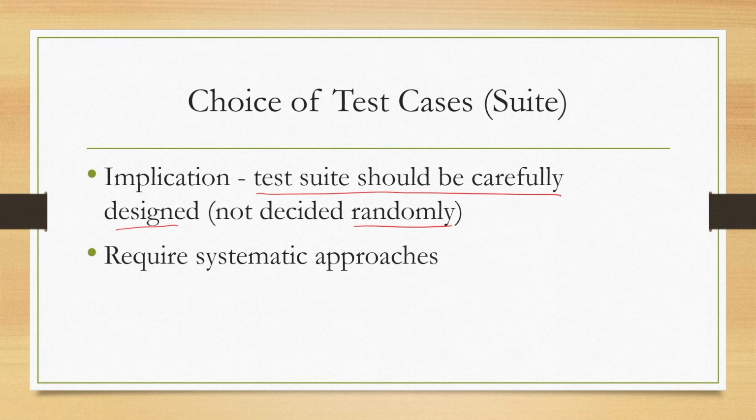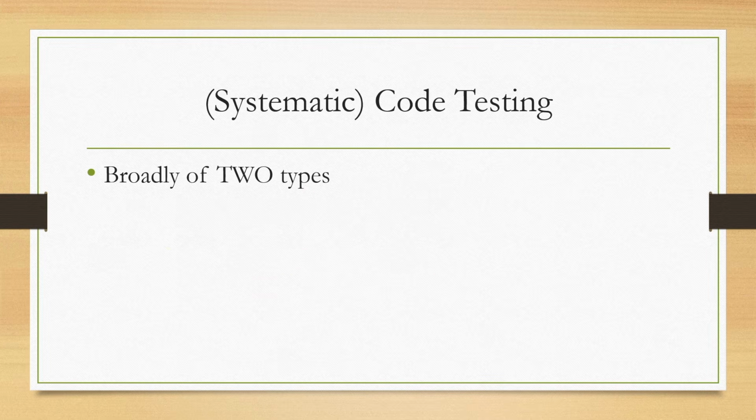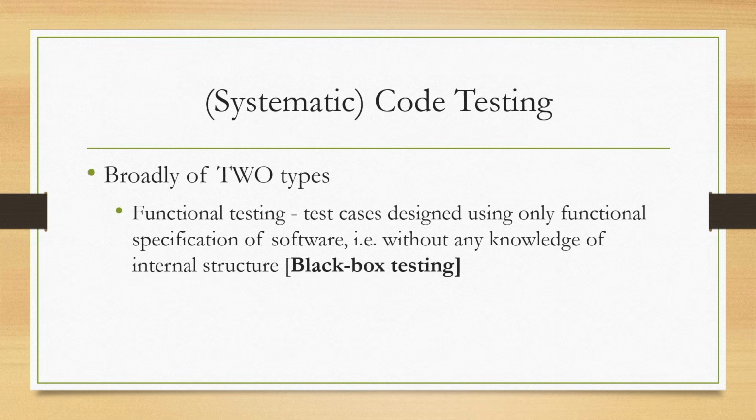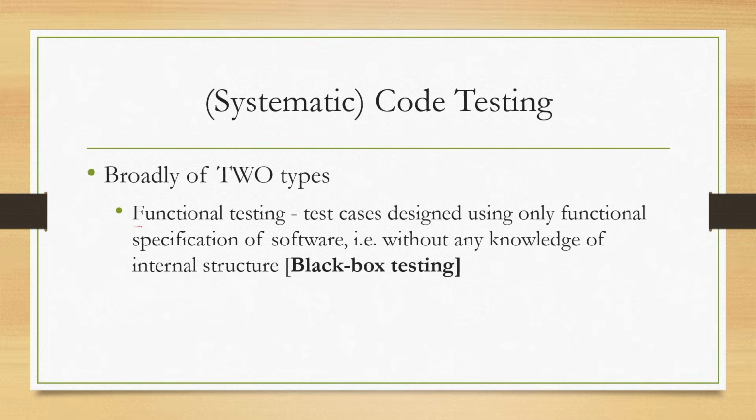Now, this careful design of test suit requires some systematic approaches. How can we do that? So, that systematic approach can be done in either of broadly 2 ways. When we are trying to perform a test of a code, we need to systematically design the test cases and apply the testing method. Now, this systematic approach to testing can be done in broadly one of the 2 ways. One way is functional testing.